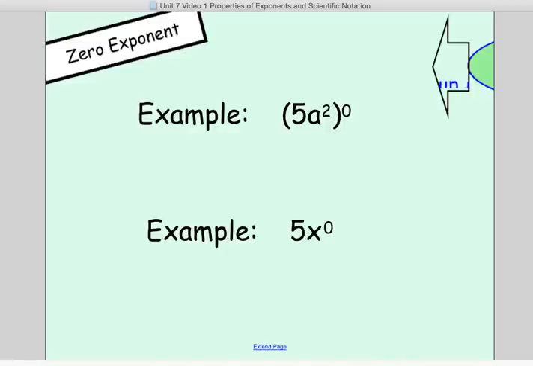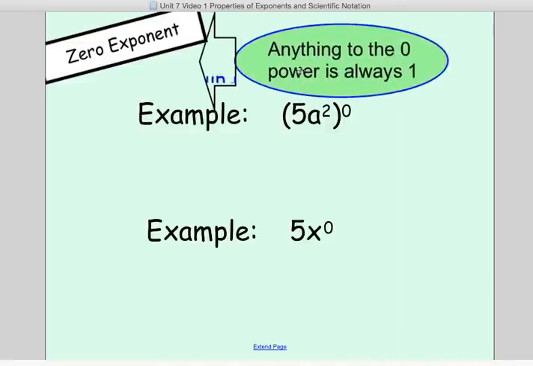Another rule, zero exponent. Anything to the 0 power is always 1.